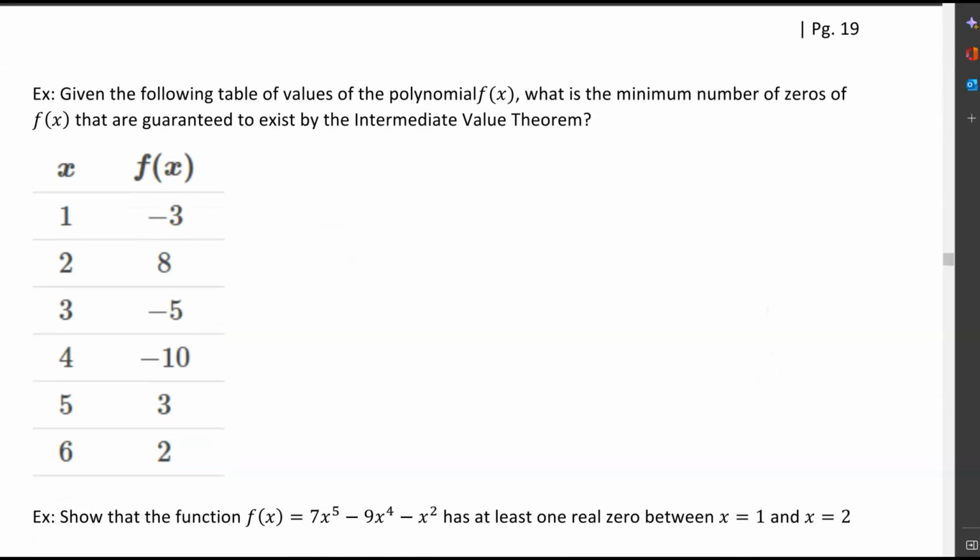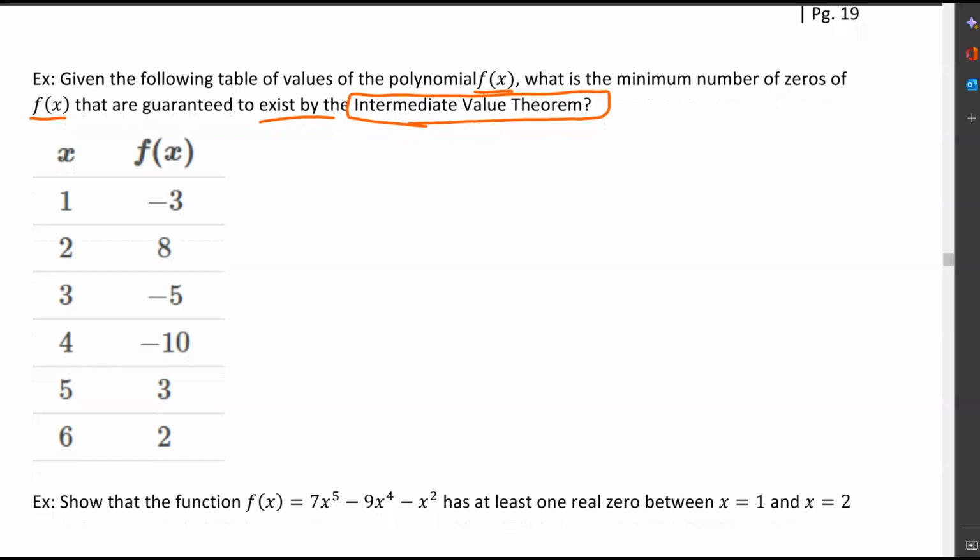So let's take a look at an example here. Given the following table of values of the polynomial f of x, what is the minimum number of zeros of f of x that are guaranteed to exist by the intermediate value theorem? So let's take a look at this. So here are x values, here are y values. So look at from here to here, there is one change, right? Because I'm going, in an interval from 1 to 2, from a negative to a positive.